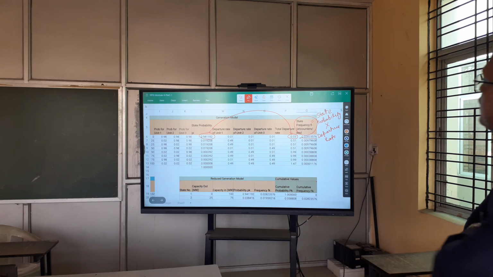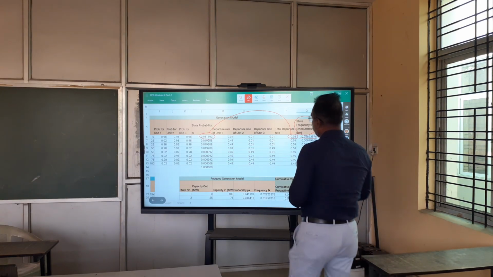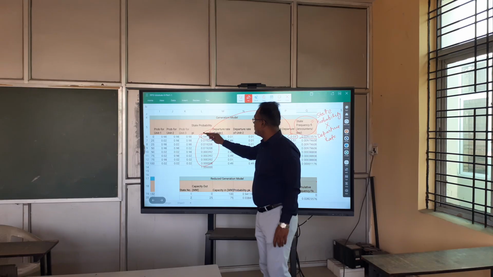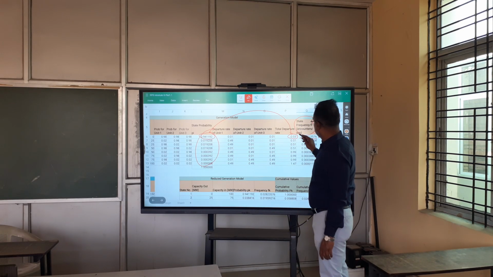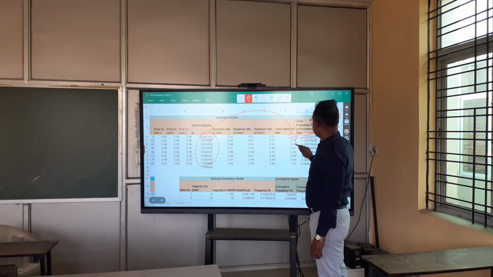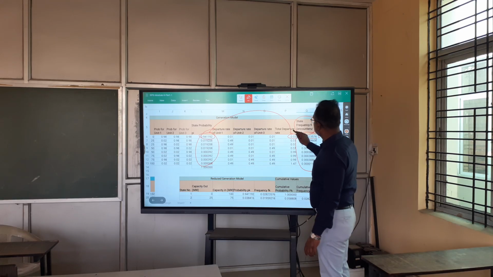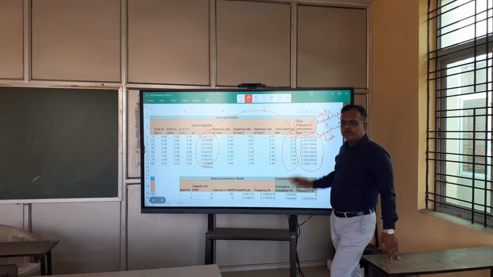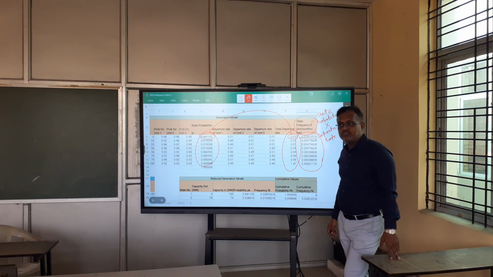Getting? Yes. So similarly, all the state probabilities when multiplied with all the frequency of encounters, all the departure rates, you get the state frequency. So this model is known as the frequency and duration generation model.